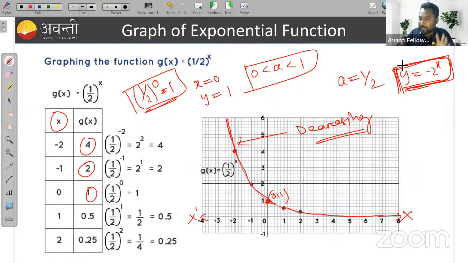We are excluding these negative values. When you draw the graph of minus 2 raised to x, you will get a zigzag type graph. It will not follow any pattern. So when the exponential function is defined, a must lie between 0 and 1, or a must be greater than 1. There are two conditions for an exponential function to be defined. And one important thing also: the value of an exponential function is always positive.